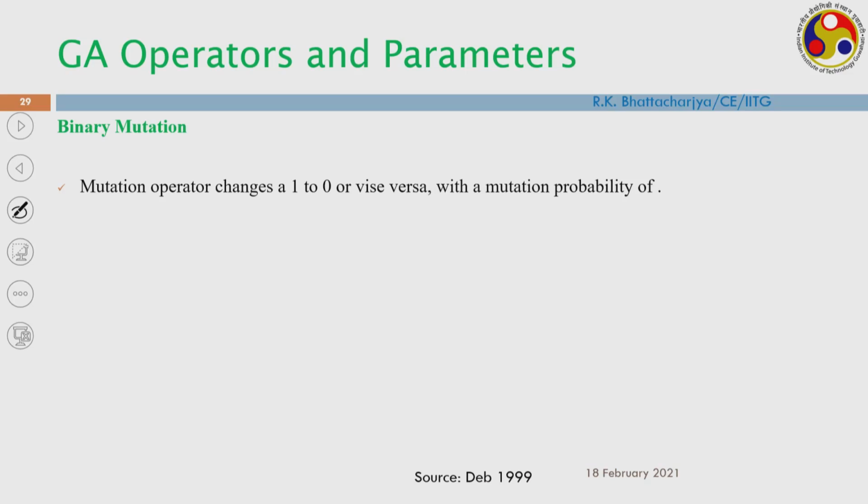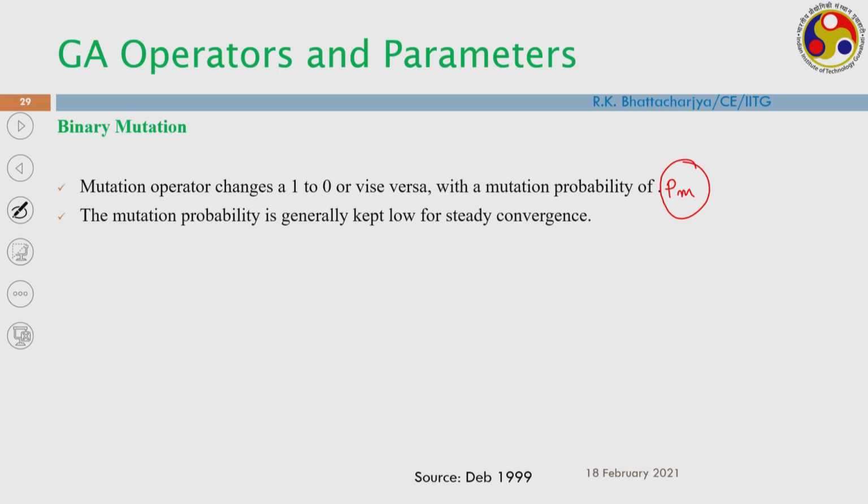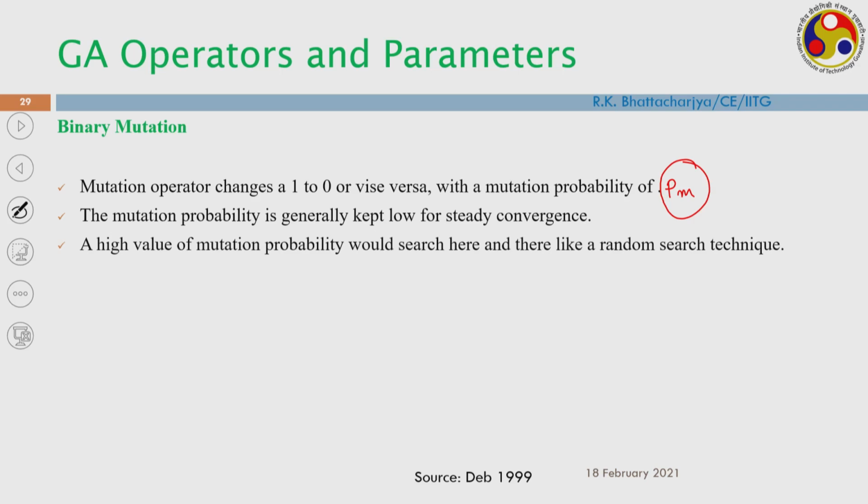In this case, the mutation operator changes a 1 to 0 or 0 to 1 with a mutation probability of Pm. Just like crossover probability, here also we define a mutation probability, but the mutation probability is generally kept very low for steady convergence. Otherwise, you are moving here and there and you may not converge towards the optimal region. So, a high value of mutation probability would search here and there like a random search technique.